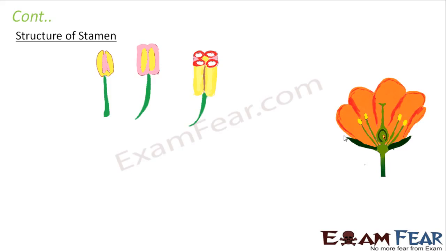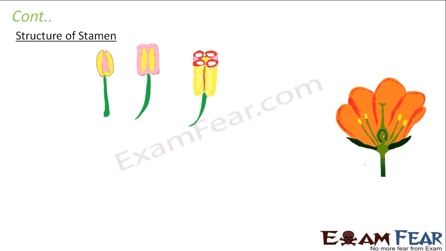So if you look at the structure of a stamen very closely, this is how it will look. This is the front view, this is the back view, and this is the cross-sectional view of a stamen. So this part is stamen. Right? Now the stamen has 4 lobes here. Here you can see the 4 lobes.